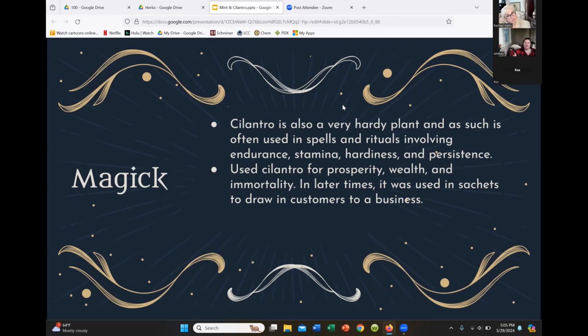Makes sense. And then prosperity and wealth. Again, not totally sure about the wealth aspect, but hey, I can see it. Some people have said that it has been used in sachets to draw customers to a business. And so you can put it in a floor wash for your business or make a sachet for your business, which ties to the prosperity and wealth aspect.